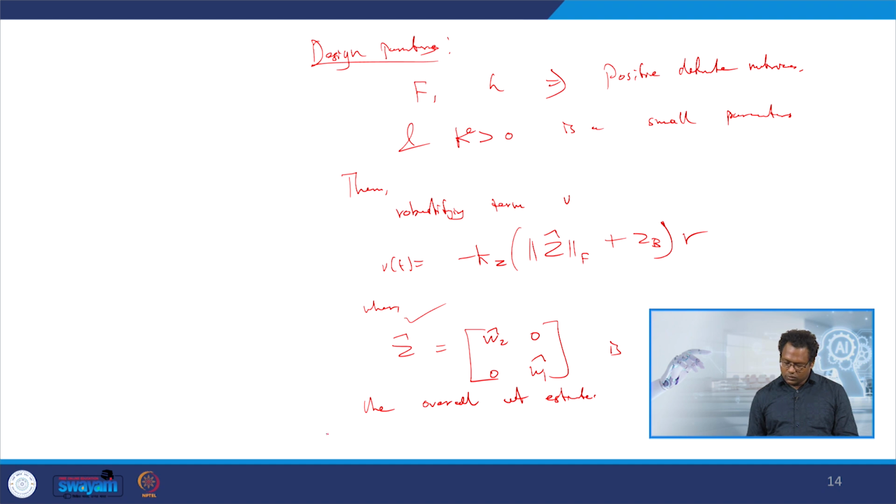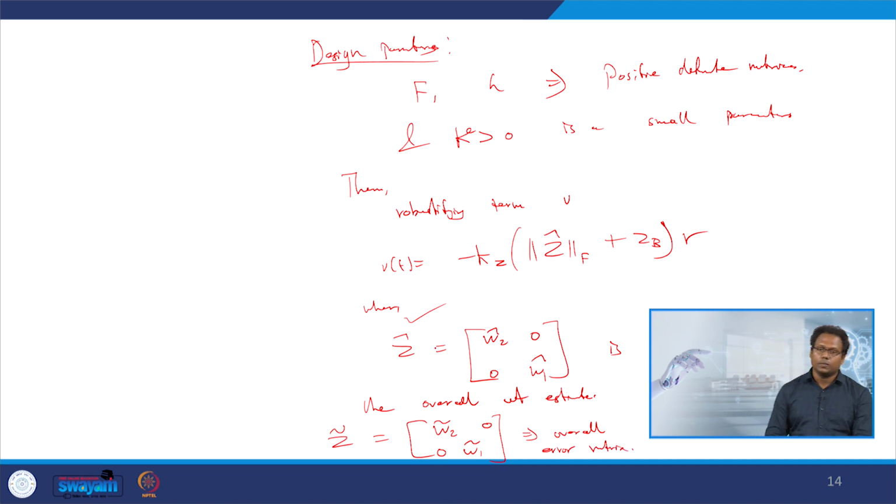We also have one more matrix called z tilde, given by w2 tilde 0 and 0 w1 tilde as the first and second rows respectively, which is called the overall error matrix. So there are two matrices associated with the robustifying term of the controller, z hat and z tilde, along with zb, where zb is a small constant meant for the boundedness of z hat.